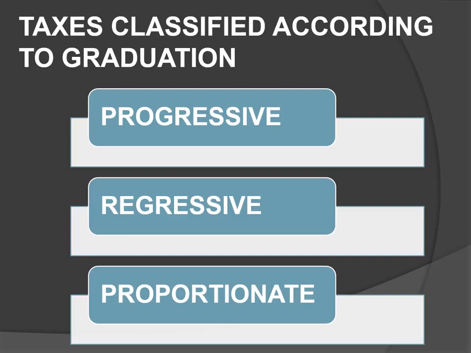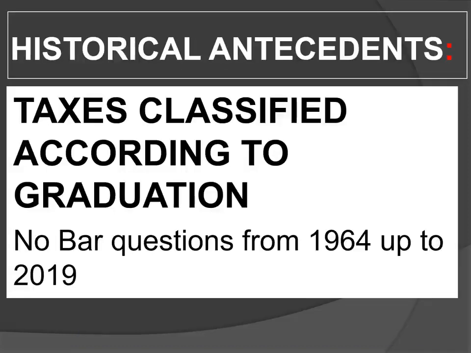Let us classify taxes according to graduation. According to graduation, taxes are progressive, regressive, or proportionate. This area is not very popular for the bar exams because from 1964 up to 2019, there have been no questions asked in this area.